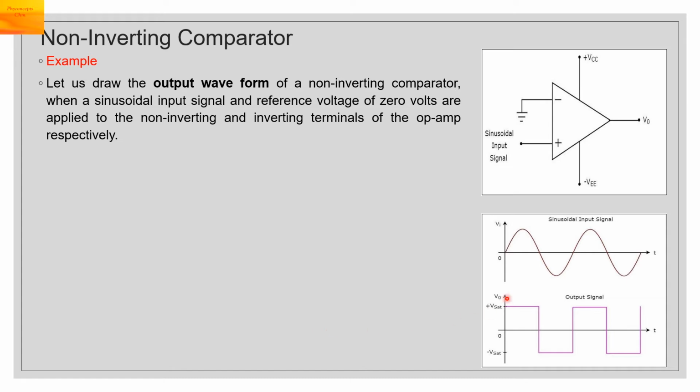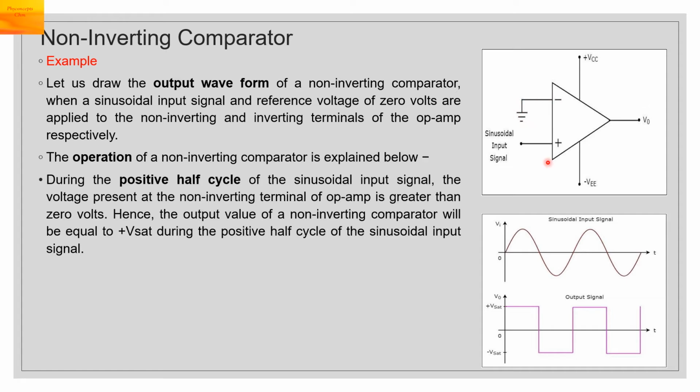So we will see an example where a sinusoidal input signal is applied to the non-inverting terminal, and the reference voltage is taken as 0 as the inverting pin is grounded. We will see the operation during the positive half cycle. The voltage present at the non-inverting terminal is greater than 0 volts. Hence the output will be equal to plus Vsat.